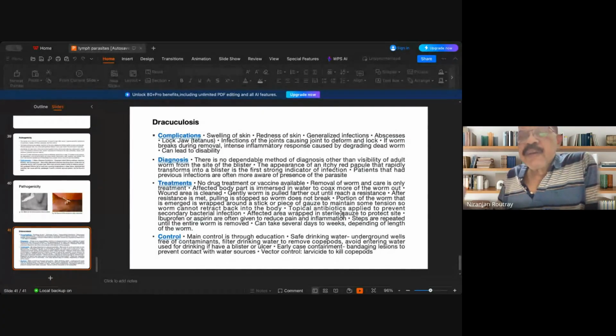Vector control, the vector is the copepod. So if you kill the copepods by larvicides, then this disease can easily be controlled.